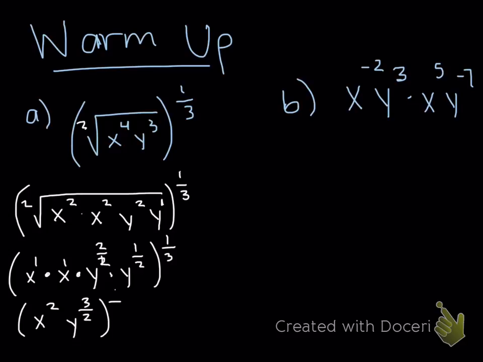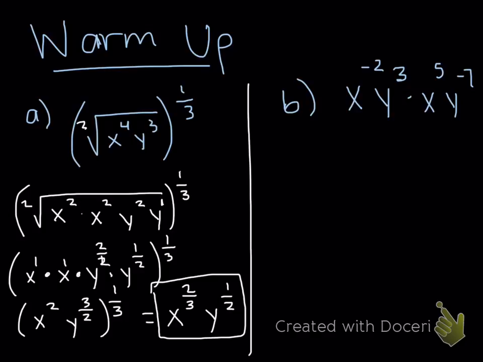And then I'm raising it to the 1/3 power, so we know we multiply those exponents in, so that means I'll get x to the 2/3 and y to the 1/2 because the 3's would cancel. So that is the final answer for the first one. And again, you might have gone about it a different way, and that's totally fine.